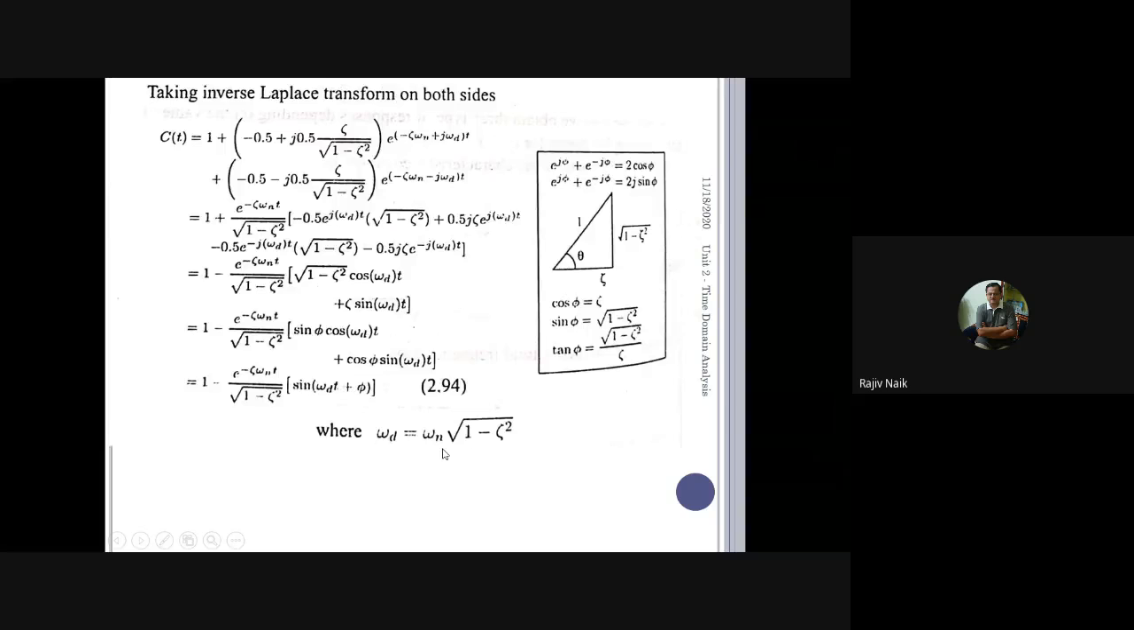Similarly, to evaluate B, you have to multiply both sides of the equation by the denominator of B, equate the denominator of B tending to 0, and get B. B star will be the same as B only, because it is the complex conjugate. Only thing, the positive sign becomes a negative sign. If you simplify it further, then you will get that C of t becomes equal to this equation.